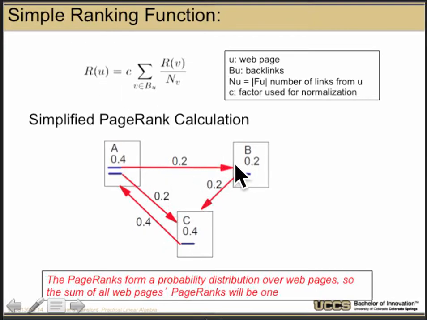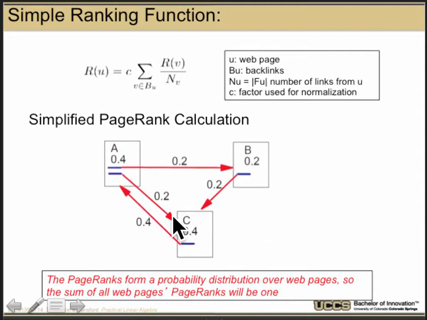But B's page rank depends on A's page rank. A's page rank, oh look, C is pointing at A, so C's page rank affects A. What's C's page rank? C's page rank is pointed to by B. And now we have a problem, right? Or what might seem like a problem.